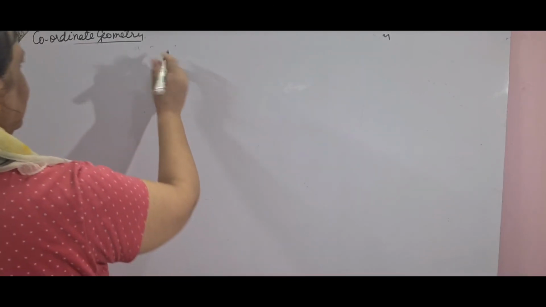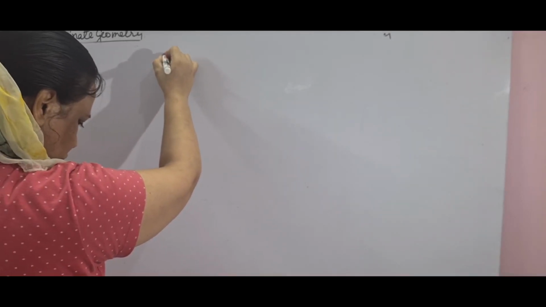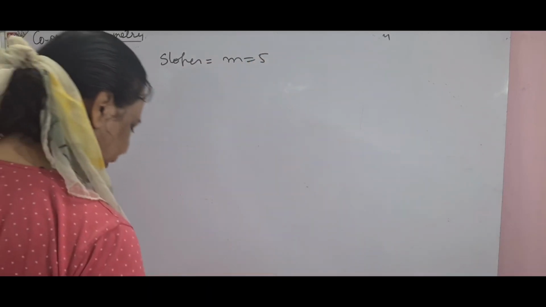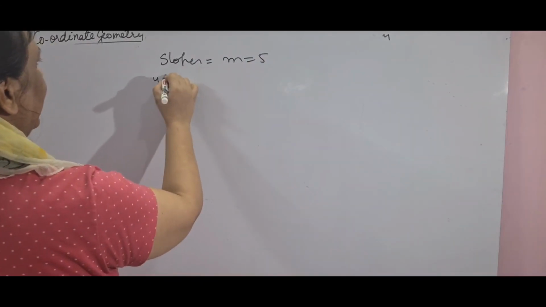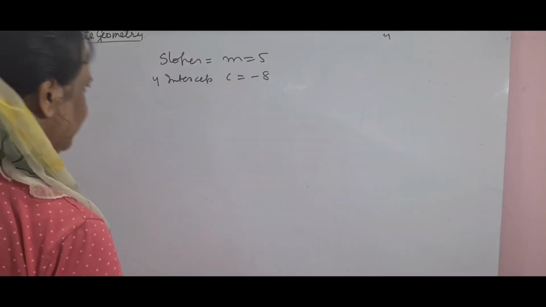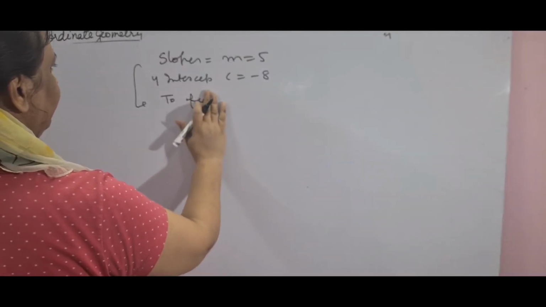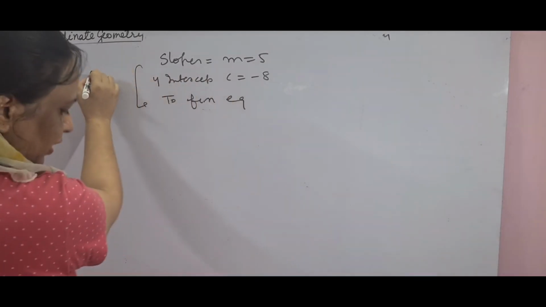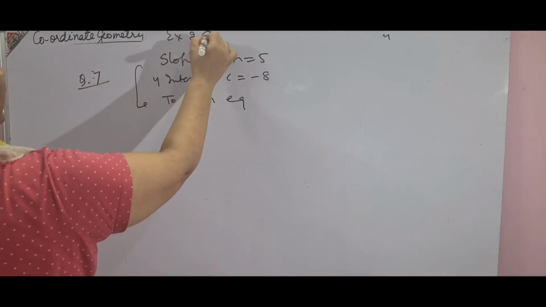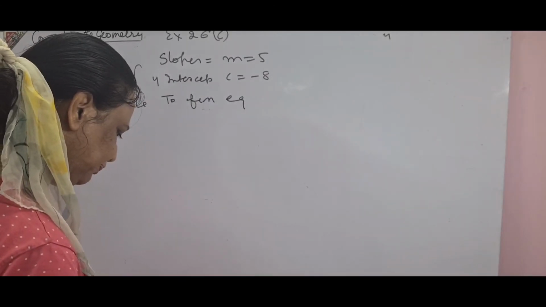Now you have to find the slope-intercept equation, where the slope is given. For example, slope m is given to be 5, and y-intercept, that is c, is given to be minus 8. So I have to find the equation from this. To find the equation, as written, find equation. This is question number 7, exercise 26C, page 323.